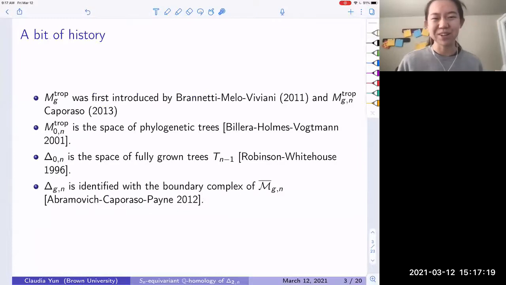So usually at this point, I have a few slides or this one slide to convince people that tropical geometry is interesting, but I think we are all here, so we probably agree that tropical geometry is interesting. But I'll still say a few words on the history of these spaces that I'm looking at.